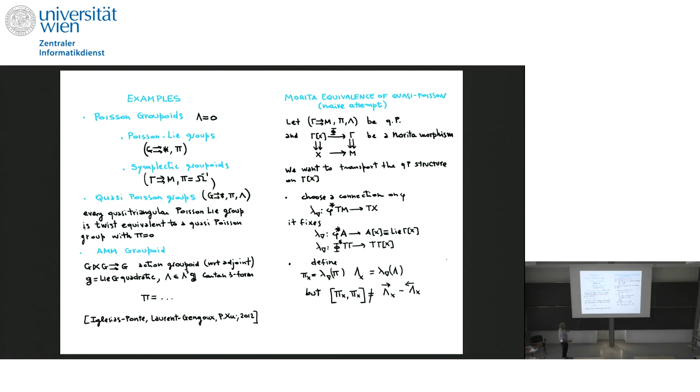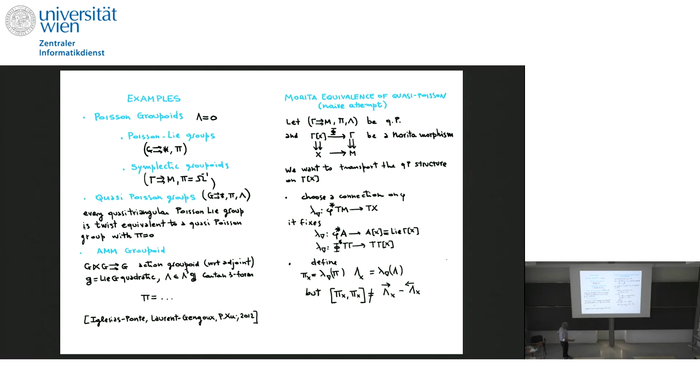And one example of a groupoid where everything is switched on is this AMM groupoid, which is a very interesting example because everything is switched on. The groupoid is the action groupoid. You need a quadratic Lie algebra. Lambda is the Cartan three-form. And then there is a Poisson structure that I didn't write because we don't need it, but you can find it here.